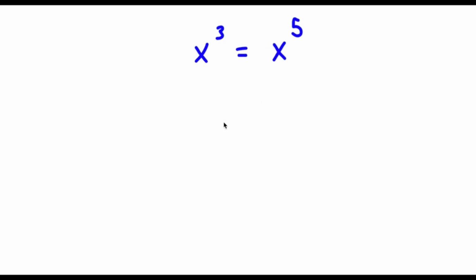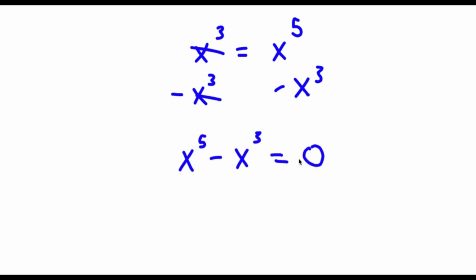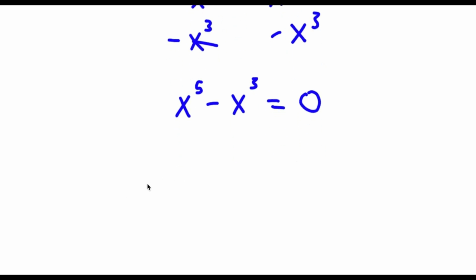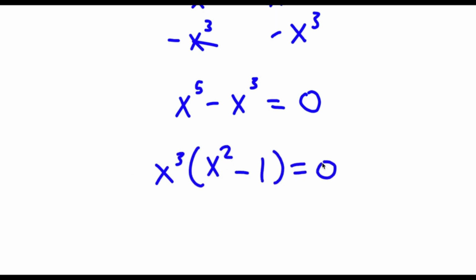So now the first thing I'm going to do is subtract x to the power of 3 on both sides. So these two cancel out, and I'm left with x to the power of 5 minus x to the power of 3 is equal to 0. So now I'm going to factor out x to the power of 3. So now I have x to the power of 3 times x squared minus 1 is equal to 0.